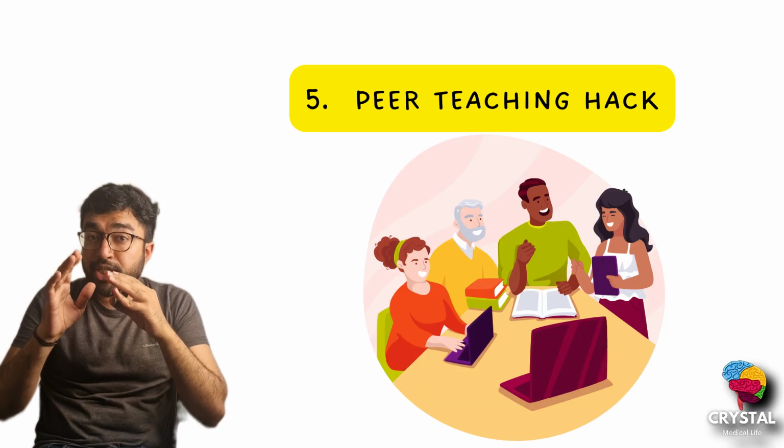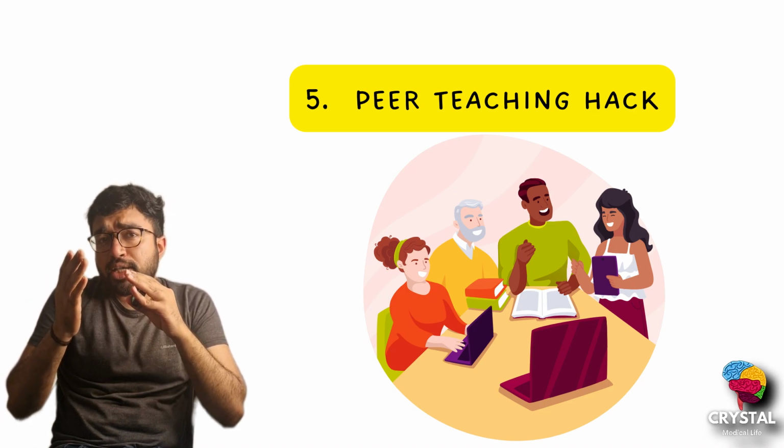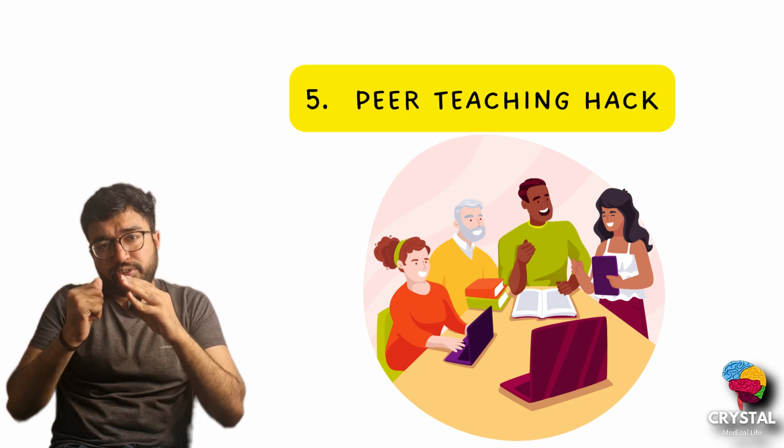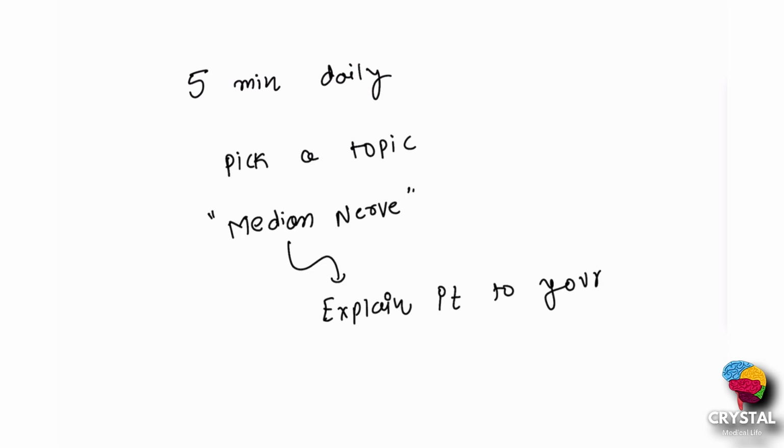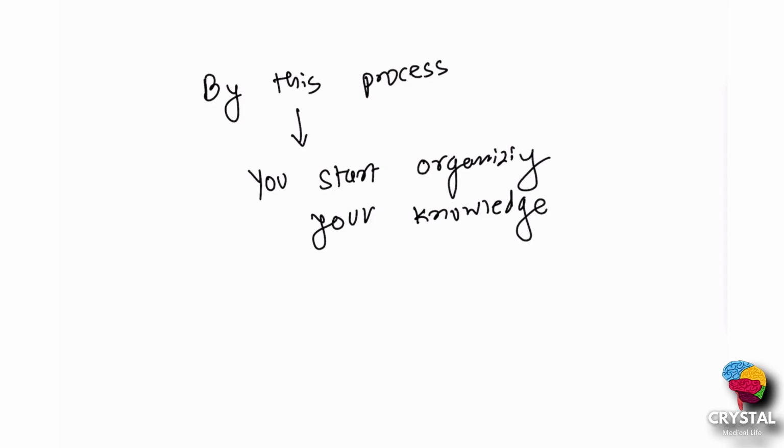Hack number 5, peer teaching hack. What is the fastest way to learn? Teach. Take 5 minutes daily, pick a structure, say the median nerve, and explain it to your friend. Even if your friend is half asleep, the act of teaching forces you to organize knowledge. If you can explain it, you own it.